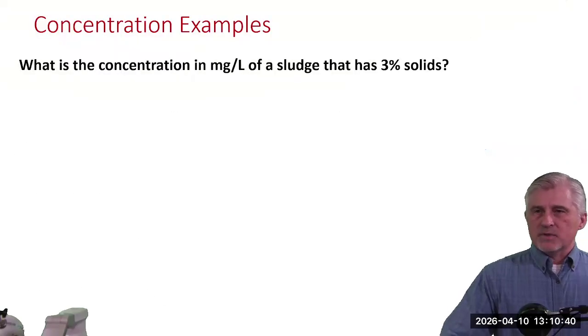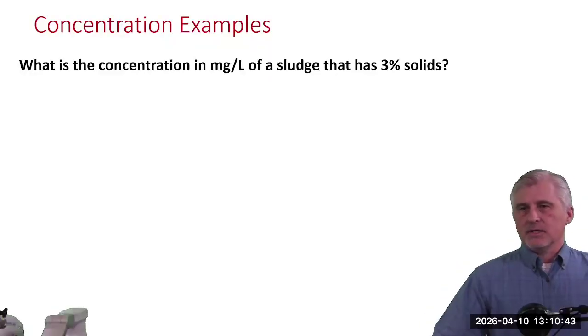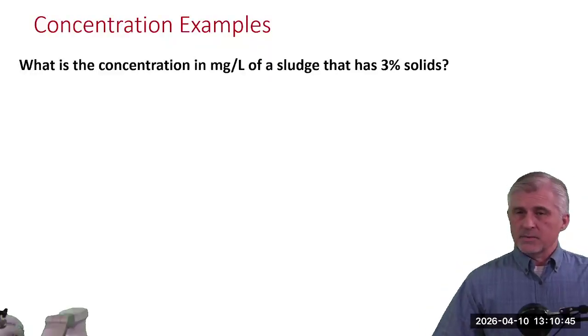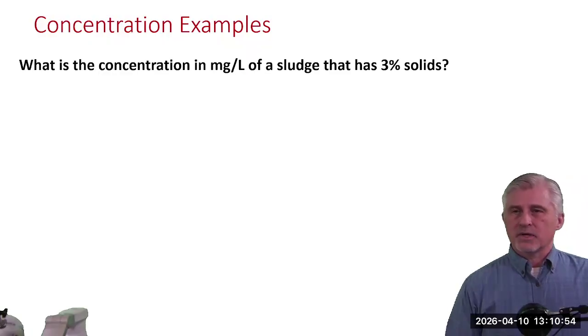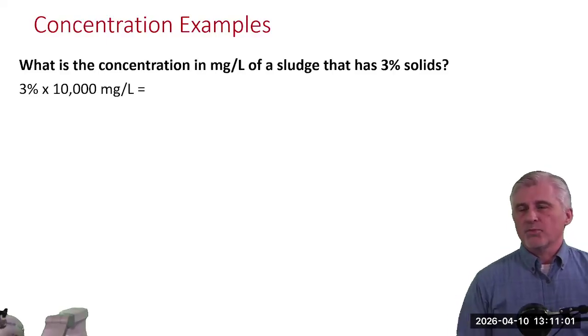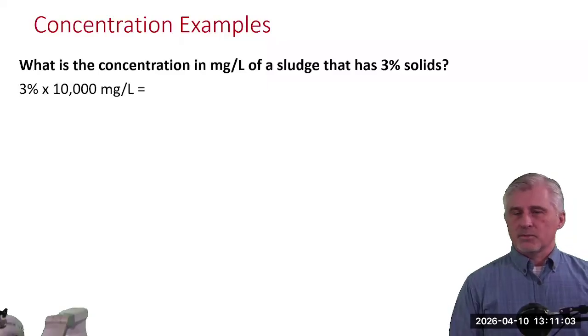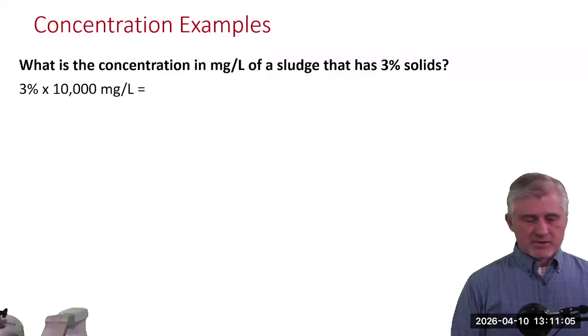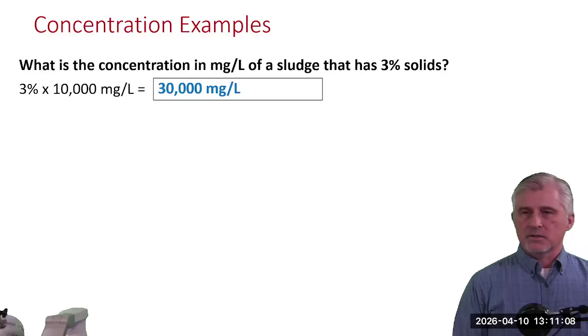So let's look at some examples of concentration. What is a concentration in milligrams per liter or parts per million? I'll get to the point where I probably just use one or the other, but I stress that because they are equal. What is a concentration in parts per million of a sludge that has 3% solids? So if 1% is 10,000 milligrams per liter, then 3% is going to be 3 times that much, which is 30,000 milligrams per liter or parts per million.